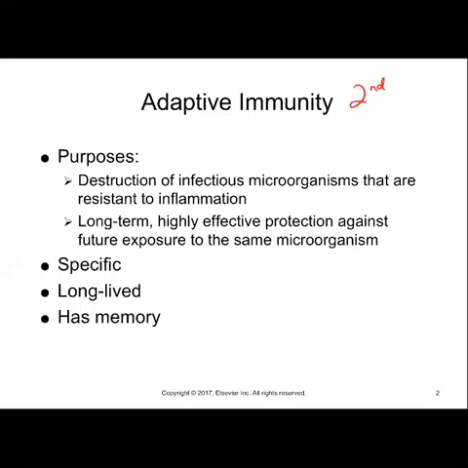Highly effective protection against future exposure to the same microorganism, all right? And the keyword there is the same microorganism, meaning that it's very specific, all right? Different cells in the adaptive immune system are targeted specifically to a specific type of pathogen, okay? Which makes it very specific, right? Long-lived, you already said. And because it's future exposure, that's another keyword here, we have something called memory.